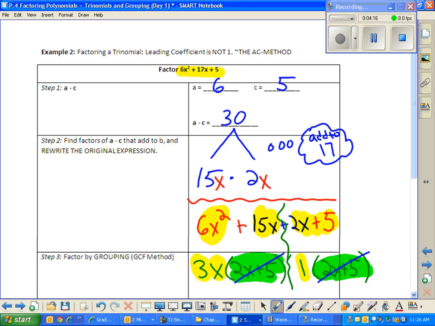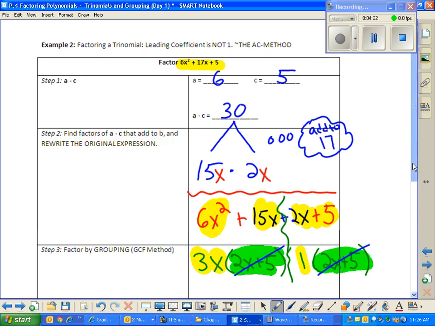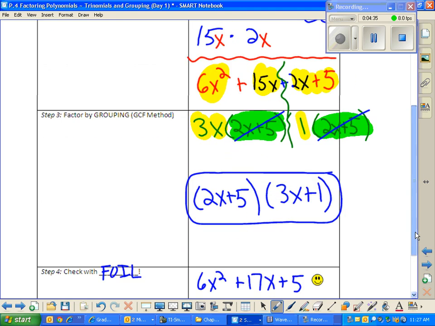Do you see what I highlighted in green right there? They're identical. That has to happen. So I have an identical set of parentheses, which now behaves much like a greatest common factor again. 2x plus 5 is now a common factor in 2 larger terms. So I do the GCF method again. Bring down my 2x plus 5, and do you see how I just crossed them off? Then I wrote down what I had left over. 3x plus 1 is what you have left over.